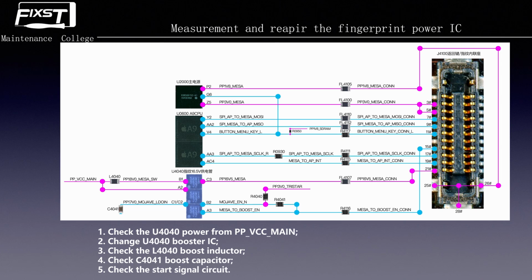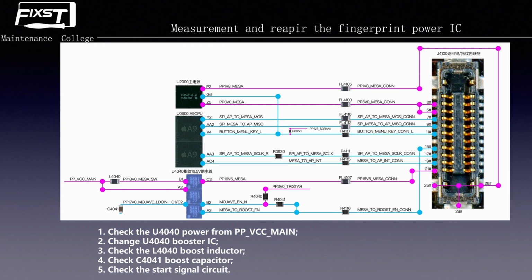So at first we need to check the power of it. As we know, this power is from the PPVCC main. But actually maybe we don't need to test this PPVCC main power, because if this power has a problem the phone will not turn on, since PPVCC main is also the power to the PMU. If the PMU does not work, the phone cannot turn on. So the second thing we need to do is change the U4014 booster IC. If after changing this IC it still does not work, maybe we need to change the boost inductor, the boost capacitor, and the signal circuit.